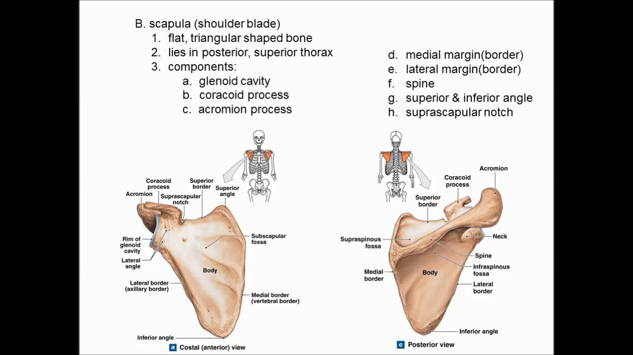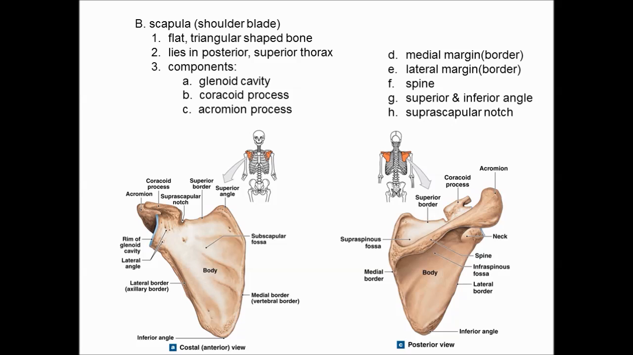The medial margin, and this is kind of interesting and gets students confused, is also sometimes called the vertebral, which is right here. It's definitely medial in the body. And the lateral margin or border is also called axillary because it forms kind of a triangular area that's called the axilla of the skeleton. So that would be right in here, the axilla. So that's often called the axillary and vertebral border. But those are the medial and lateral margins of the scapula.